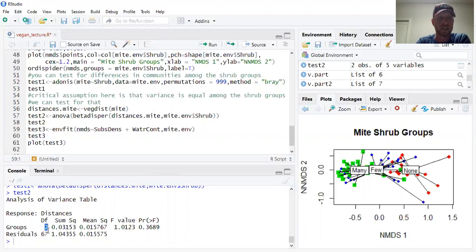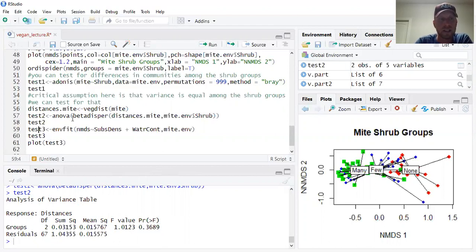We've got our degrees of freedom again. Some of these numbers should start to look familiar. Sums of squares. Here's our F value. Notice now that the F value, our test statistic, is 1.01. That's a very small number. The probability of getting a value as large or larger than that is 0.36. So 36% of the time, you're going to get a value that's larger than that. That's greater than 0.05, our traditional threshold for significance, which means that we can conclude that the dispersion or the variance within these groups is equal. So it's actually okay to run that Adonis test that we ran up above.